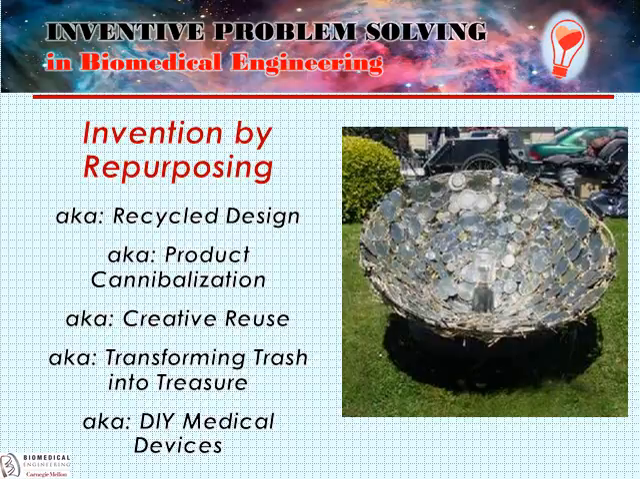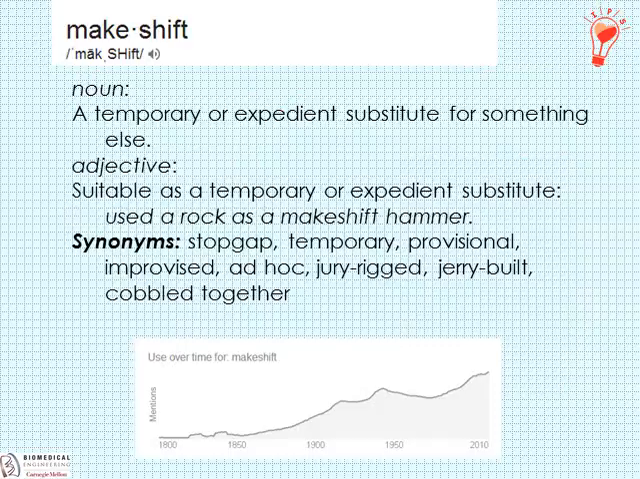Let's have a look. Let's start with this definition. Makeshift, a term you may have heard before. As a noun, it refers to a temporary or expedient substitute for something else. As an adjective, it means suitable as a temporary or expedient substitute. For example, use the rock as a makeshift hammer.